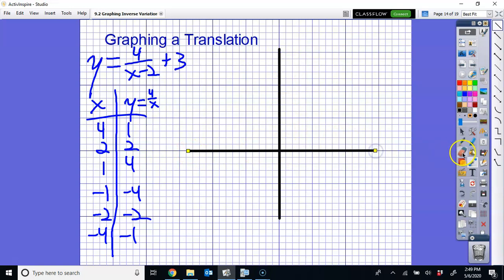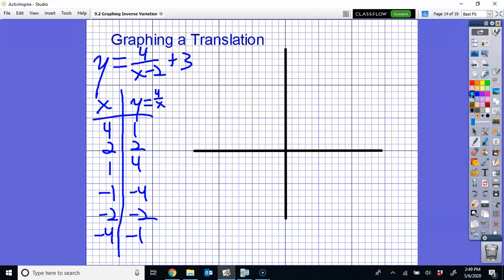And I'm going to just plot light versions of those real quickly. Don't plot these on your own if you don't want to. (1, 4), (2, 2), (4, 1), and then the negative versions of those. That's where it is right now without the translations, without the transformations.